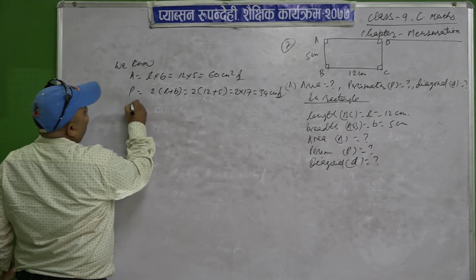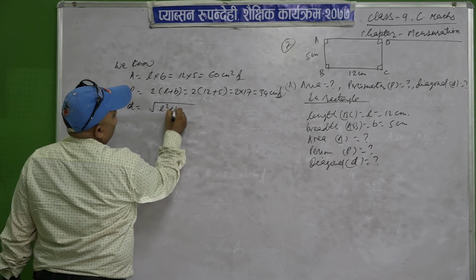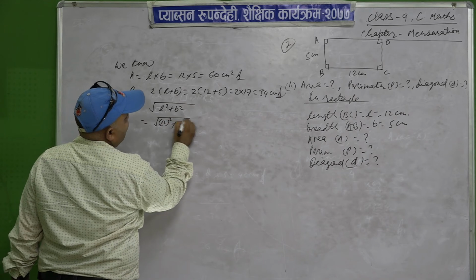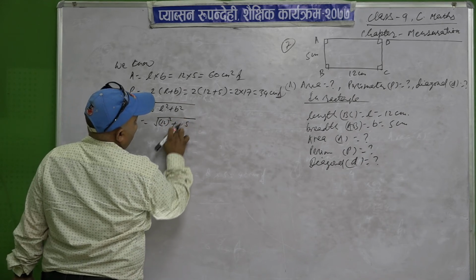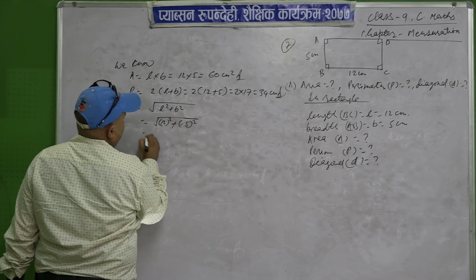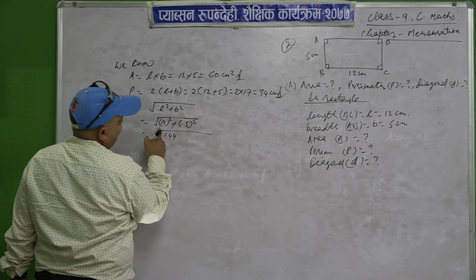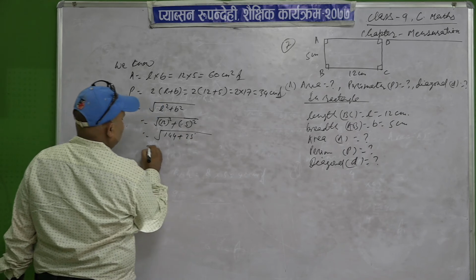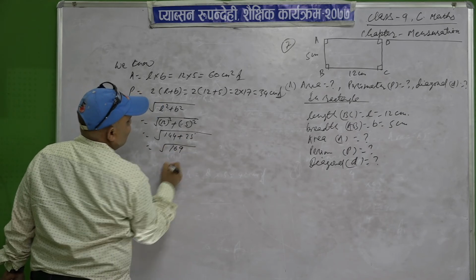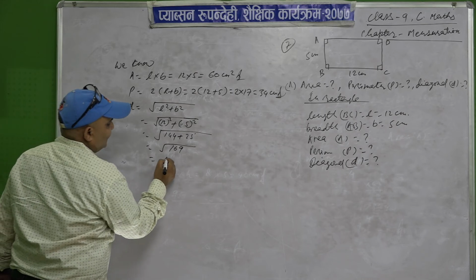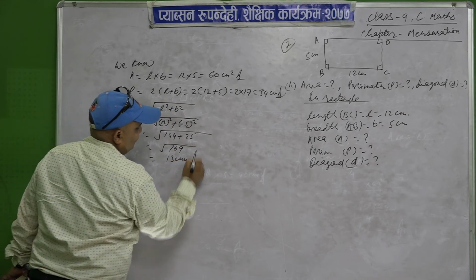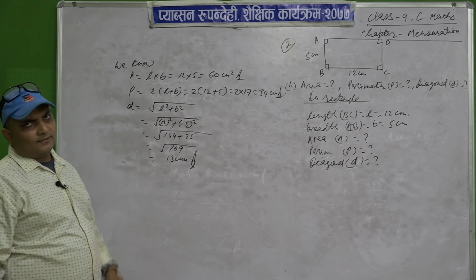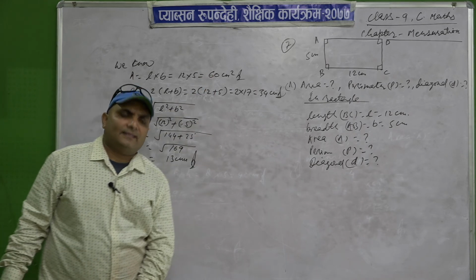And finally, the diagonal of the rectangle is under root L square plus B square. L means 12 whole square plus B means 5 whole square, under root 144. Square of 12 is 144, square of 5 is 25, that is, if you add, you will get 169, and the square root of 169 is 13 centimeter. In this way we can find out area, perimeter and diagonal of the rectangle when length and breadth is given.